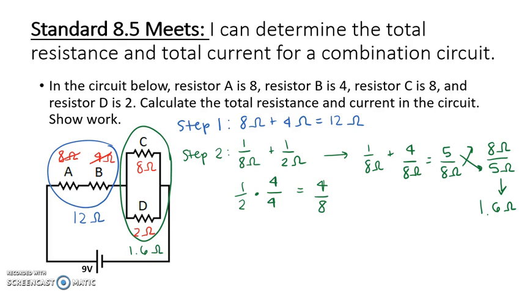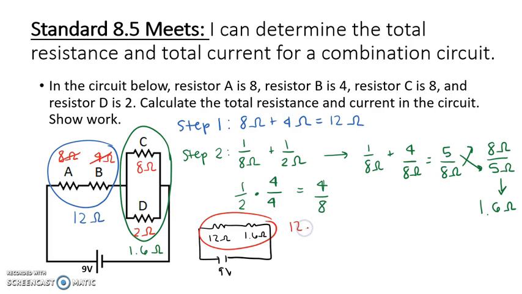Now, if I'm going to redraw what that circuit looks like now that I've added those two things, I'm going to get still 9 volts down here, but now I have only 2 resistors left. The first being 12 ohms, the second being 1.6 ohms. My last step is to now add these two together. Okay, these two are in series, so I can add them as I normally would. 12 ohms plus 1.6 ohms gives me a total of 13.6 ohms.